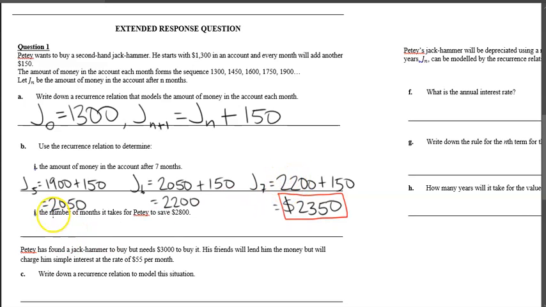The second part, which I unfortunately wrote over the top of a little bit, that's okay. The number of months it takes for PD to save $2,800. Well, we're just going to keep going again.